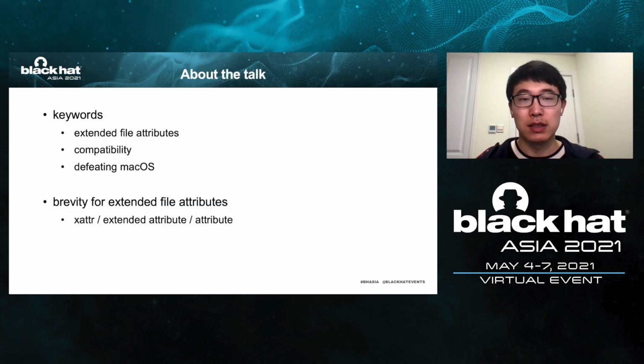There are three keywords in my talk: extended file attribute, compatibility, and defeating macOS. That's the agenda of my talk today. And what is extended file attribute? This is a concept in file systems. File system is a huge subject, and I will not discuss its details today. I will focus on the vulnerable part, the implementation of extended file attribute. For brevity, I will use xattr, extended attribute, or just attribute instead of extended file attribute in the remainder of the talk. They are all the same thing.